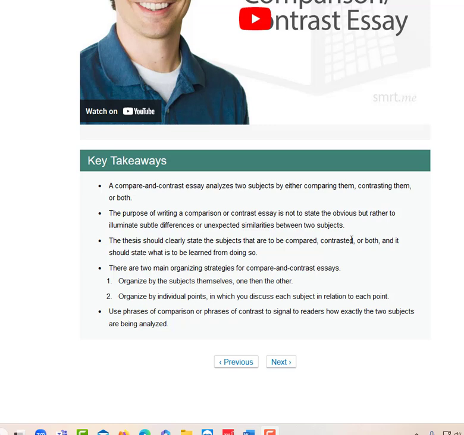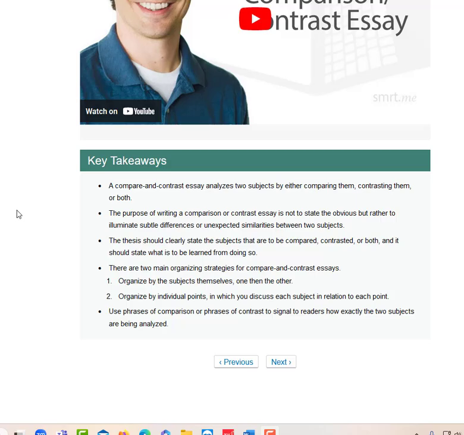There are two main organizing strategies for compare and contrast essays. Organized by the subjects themselves, one then the other, that's the block method. Organized by individual points in which you discuss each subject in relation to each point, that's the alternate method. Use phrases of comparison or phrases of contrast to signal to readers how exactly the two subjects are being analyzed.